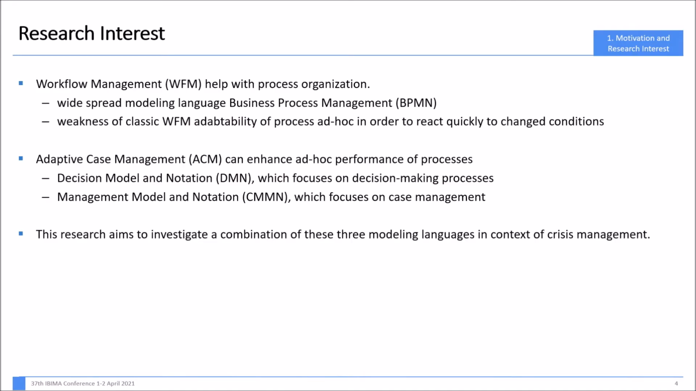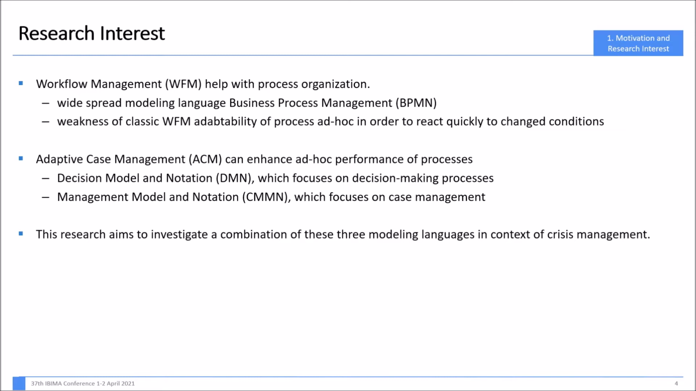With the help of workflow management, processes can be planned in advance. However, a weakness of classic workflow management can be recognized when processes have to be adapted ad hoc in order to react quickly to changed conditions. One of the most widely used languages in workflow management is Business Process Model and Notation, BPMN. However, BPMN is only suitable to a limited extent for dynamic situations.